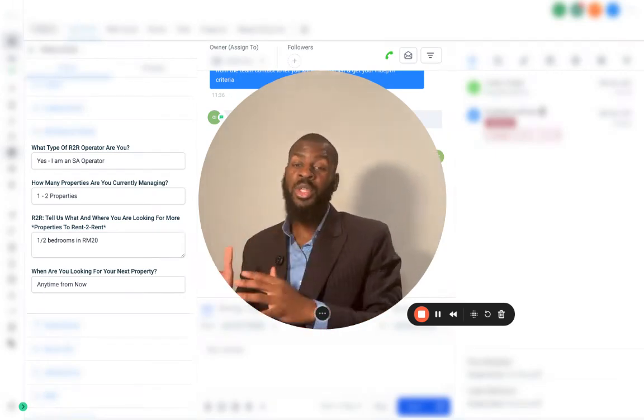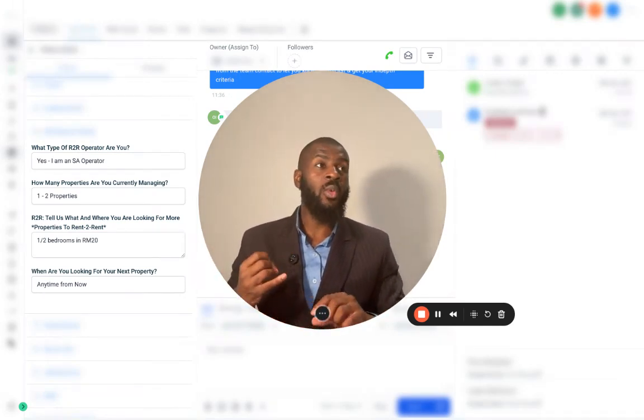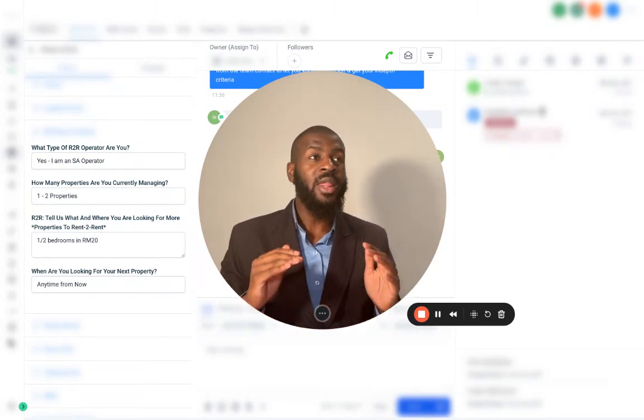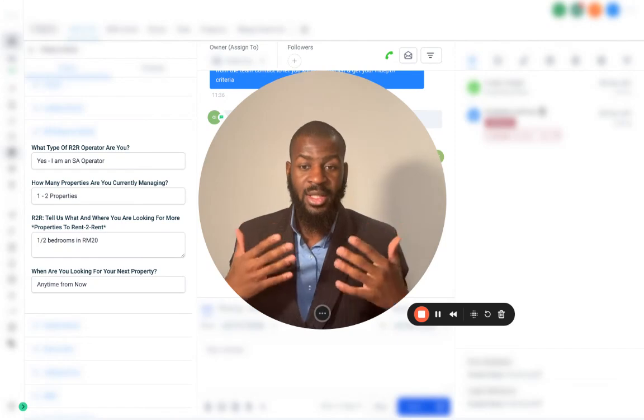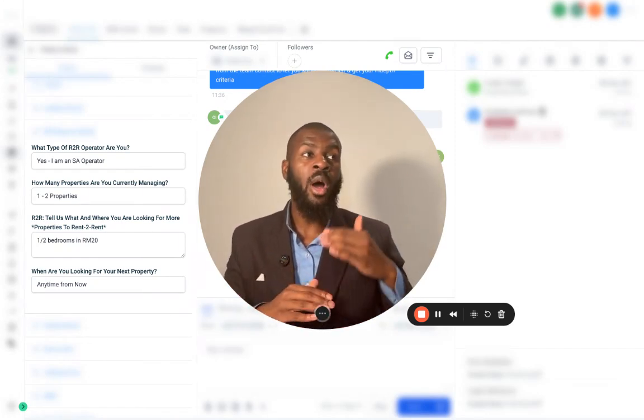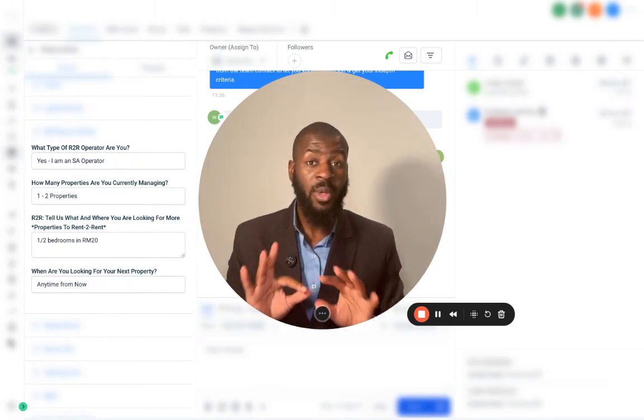Now, how many properties are you currently managing? Now we have it as 1 to 2, 3 to 4, 5 to 10, and 10 plus. Now, this is with respect to this investor because they've got properties, so they're doing their journey. This is just one step up. This is the first criteria of people that we'll deal with.